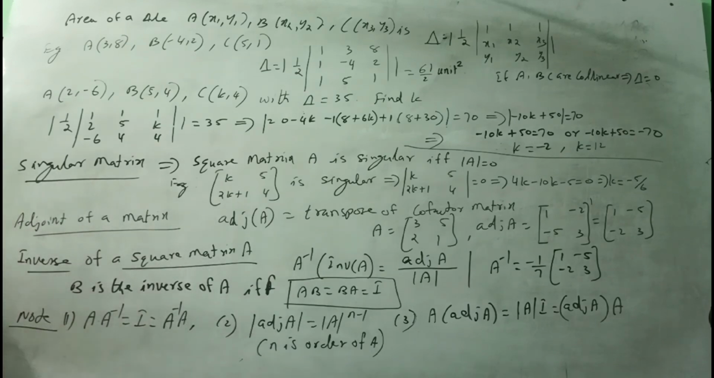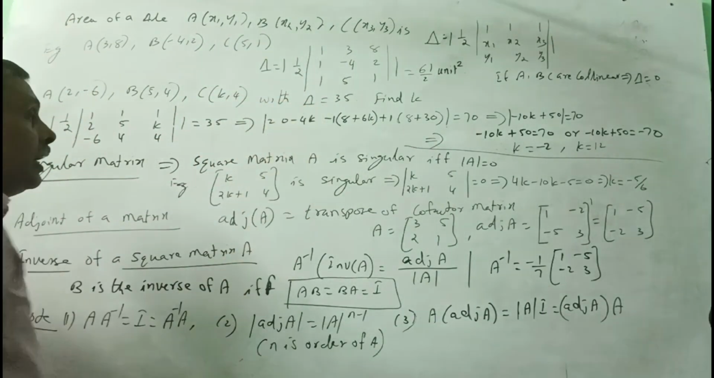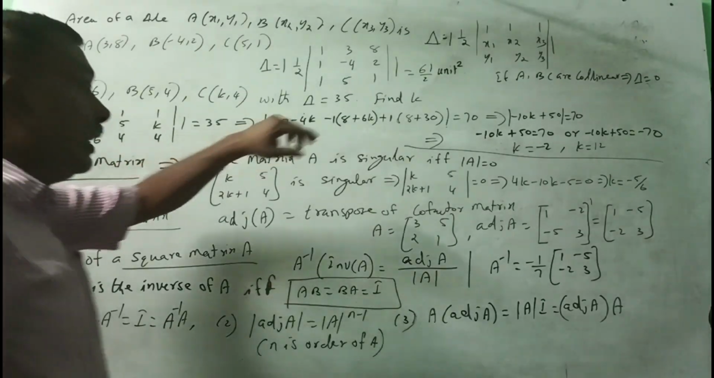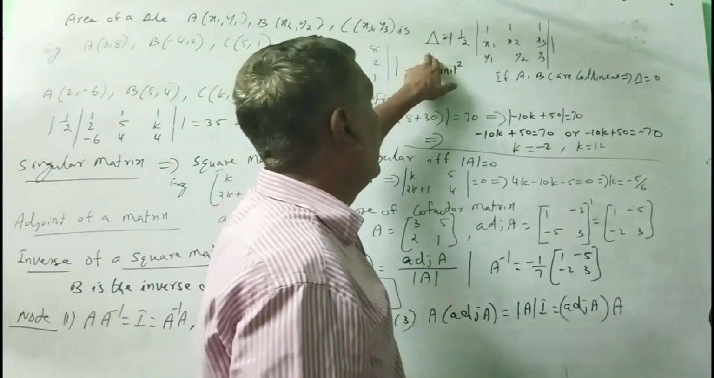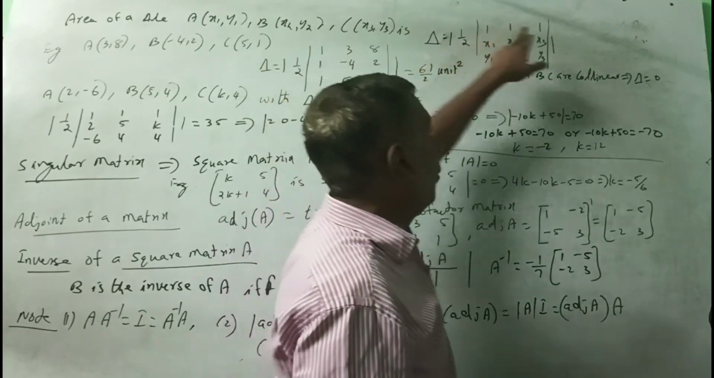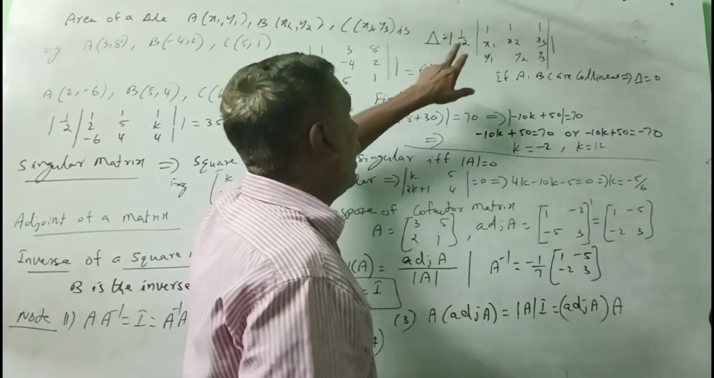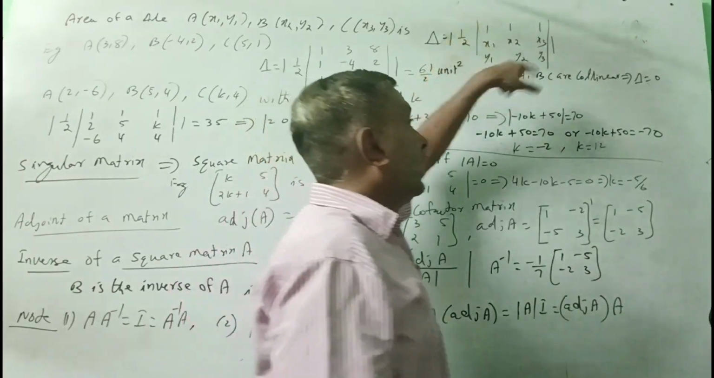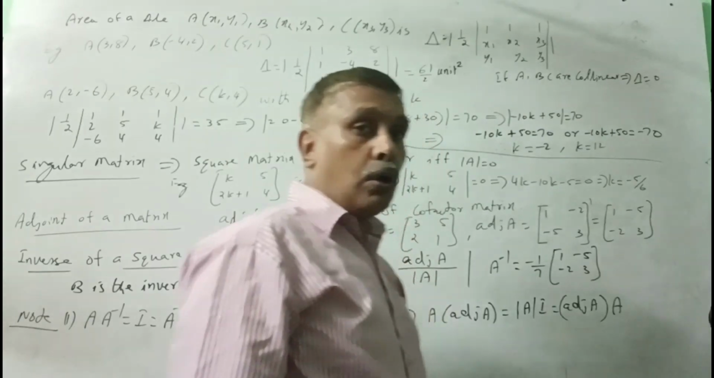One of the applications of a determinant is to find the area of a triangle when its vertices are given. Suppose A, B, C are the vertices of triangle ABC, then its area is denoted by the symbol capital delta. It is modulus of, this small line is modulus, because area cannot be negative, half of a determinant that you have to make.